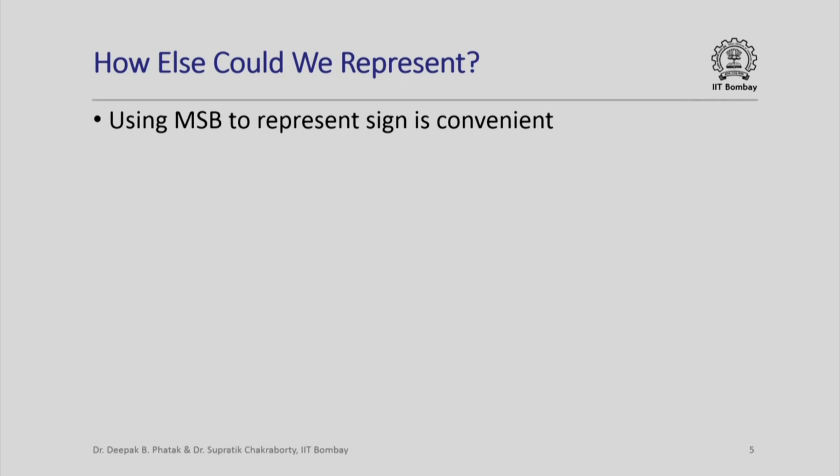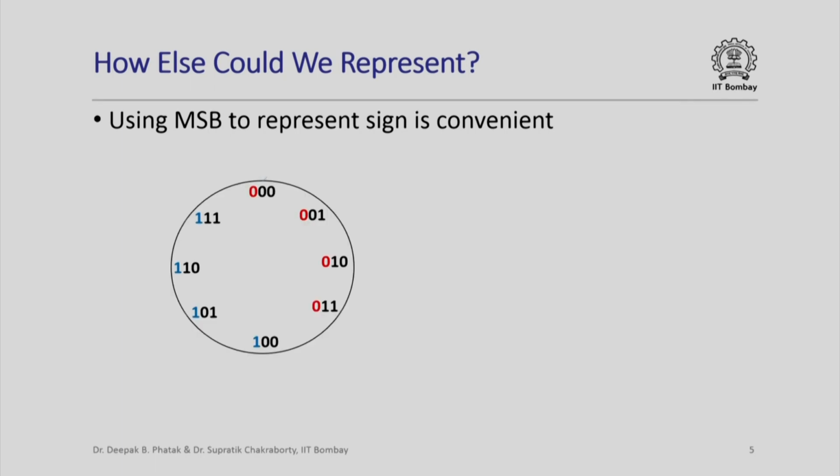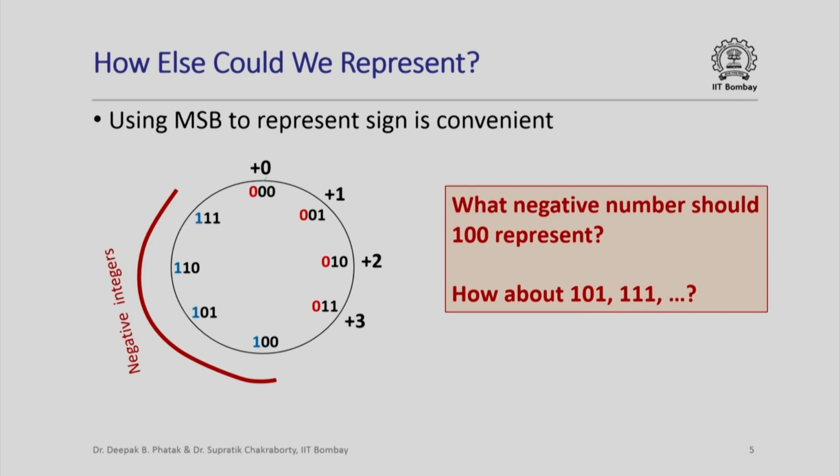Using the MSB to represent the sign is really convenient, because we could just look at 1 bit and tell whether the number is positive or negative. And so here is our circle again, and if we say that our MSB still represents the sign, we know that these are plus 0, plus 1, plus 2, plus 3. Now what about these? Here the MSB is 1, and so these must represent negative integers, but what negative integer should we let each of these sequences of zeros and ones represent? For example, what negative number should 100 represent, what should 111 represent, and so on.